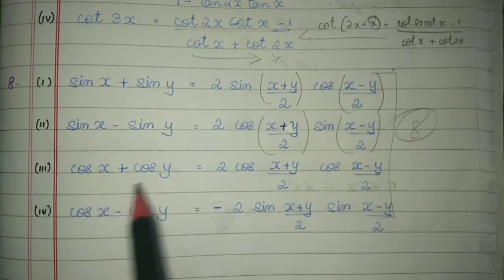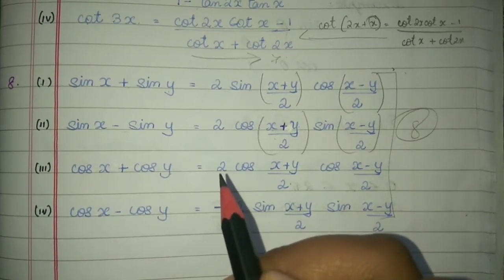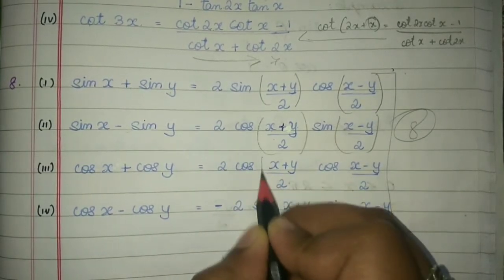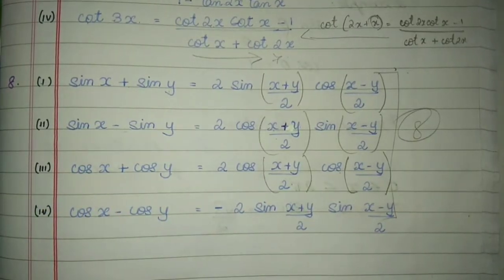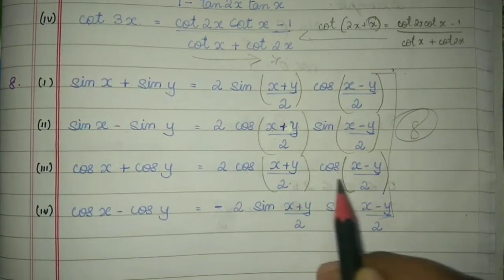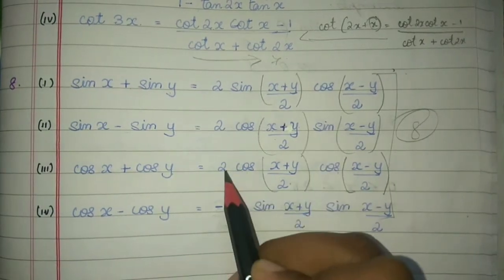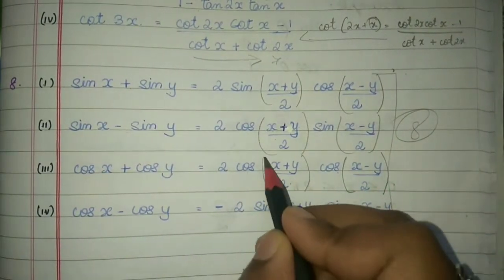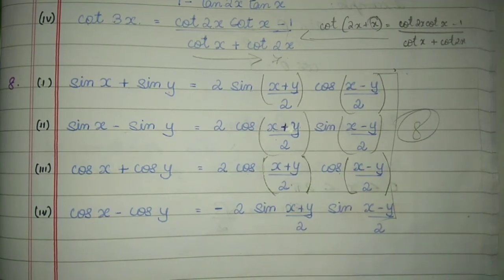The next, third formula is cos x plus cos y. For this also you have to be very clear. It is 2 cos((x+y)/2) into cos((x-y)/2). For cos x plus cos y, only cos will come. You might think, see, 2 and 2 are over here, I can just cancel. No, this is the angle of the cos, so you can't just divide it directly.